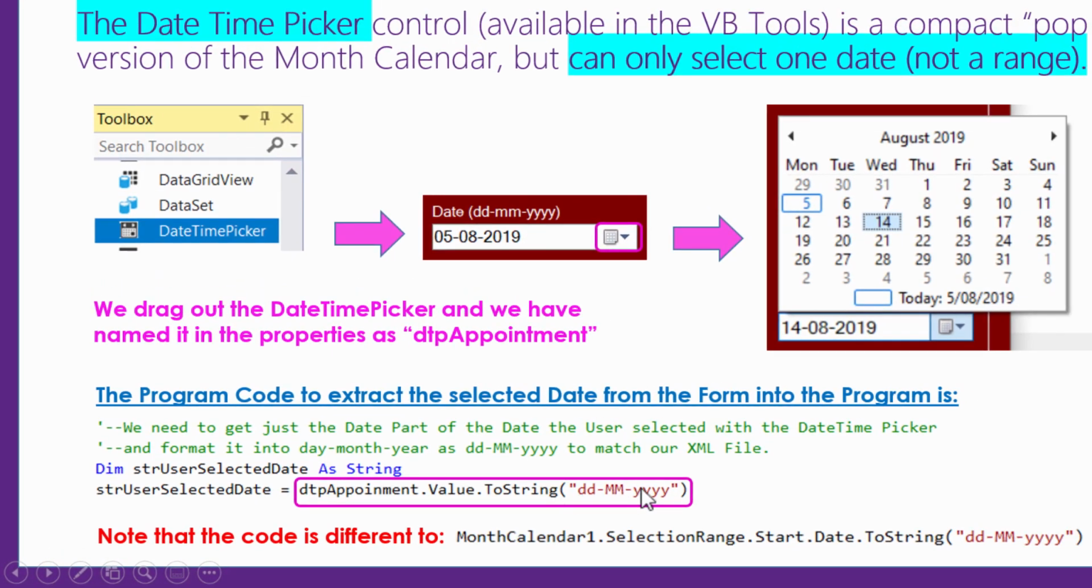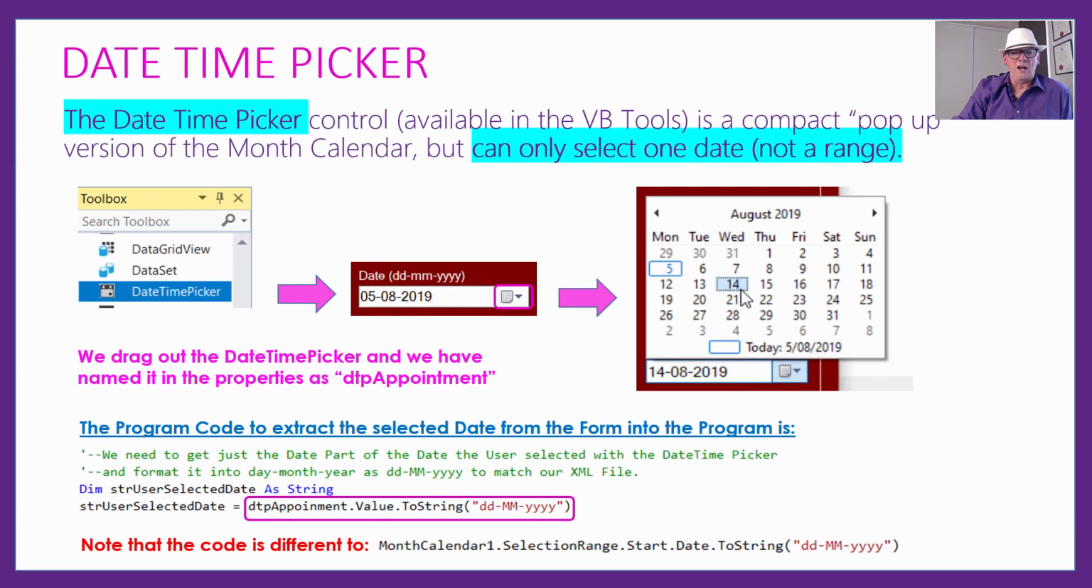Now notice this code here is a lot different to the code we used in the month calendar one, okay, because it had start dates and end dates, ranges possible in that. So just be aware of that. The two types of code you use to extract out what they've actually picked so that you can use that in your processing is quite different between the date time picker and the month calendar picker, okay?